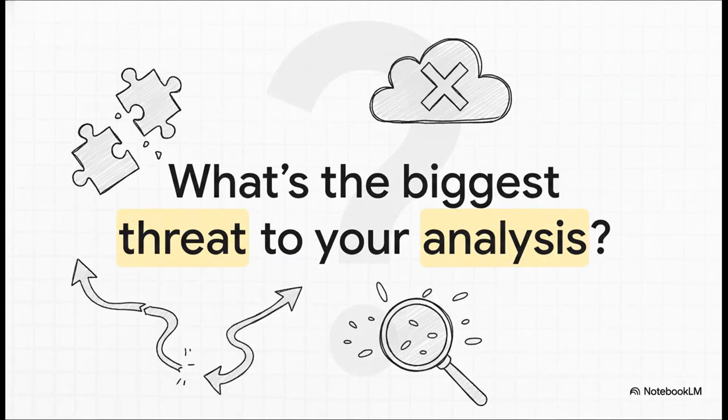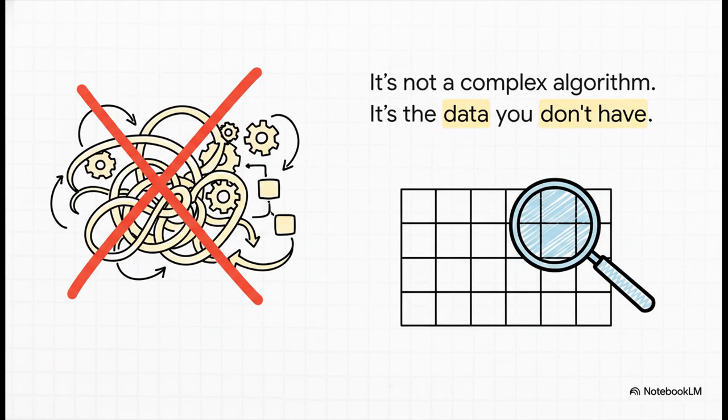So let me just ask you this. What do you think is the single biggest threat to the integrity of your analysis? What's the one thing most likely to send you spinning down the completely wrong path? Well, the answer is surprisingly simple. It's the empty spaces, the gaps, the silences in your dataset. Today, we're going to go on a hunt for this hidden culprit, missing data.